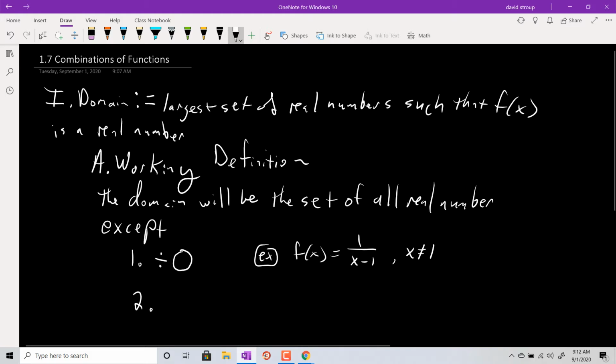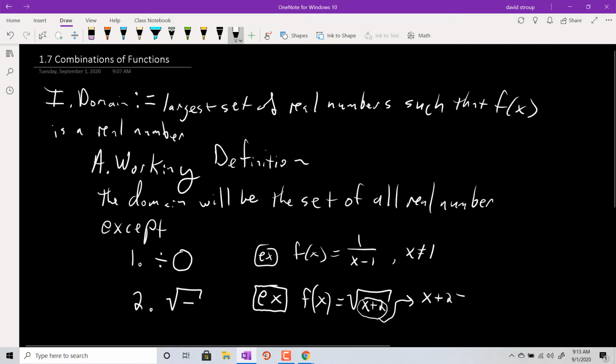Okay. The second case is when you have a negative under a radical. Okay, that causes an imaginary number. So we only work with real numbers usually. So I think maybe we have one section on imaginary numbers, but usually we will work in the real numbers. Okay, so an example of that would be something like f of x equals the square root of x plus 2, and you need to make sure that the stuff in here is what? Well, greater than or equal to 0, right? So the domain would be all real numbers that are greater than or equal to -2.